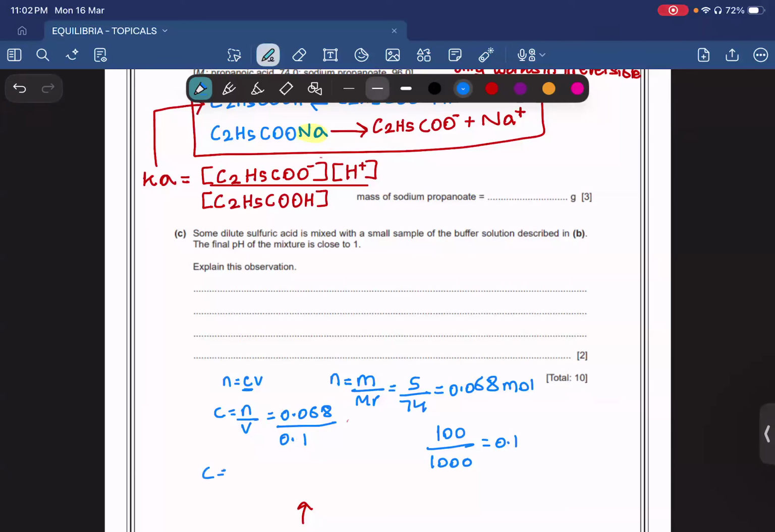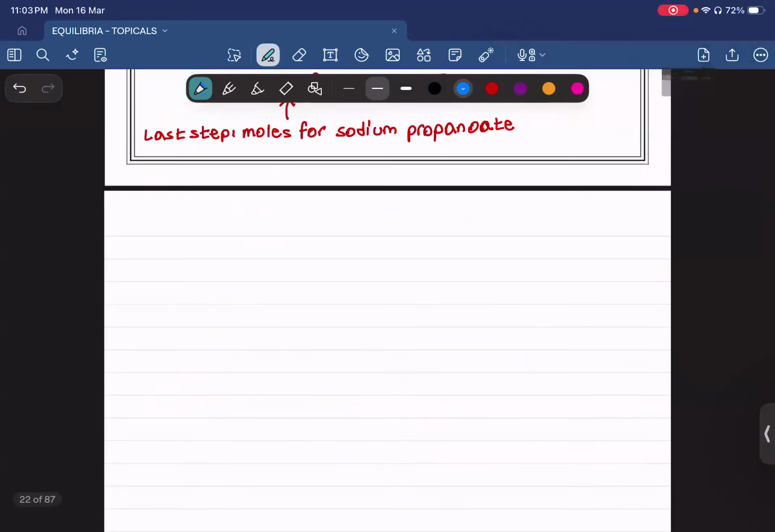So concentration here, just divide this by 0.1. This becomes 0.68 mole per cubic decimeter. You have this value right here, 0.68. Let me just draw up a new paper.